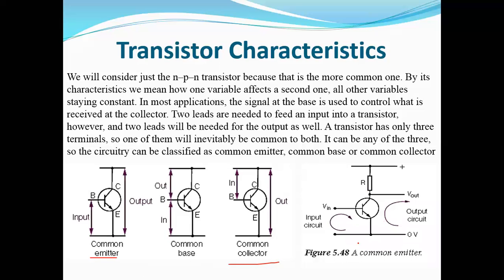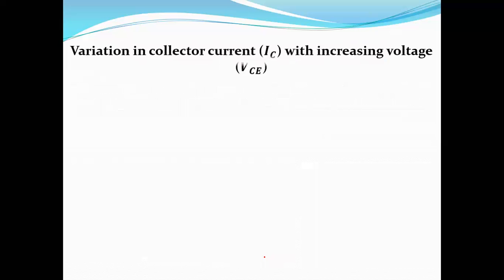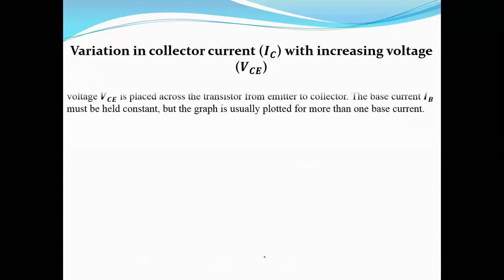So when we put a common emitter, for example, in a circuit, it is going to be like this. In the circuit, there is going to be a resistance over here. This is going to be the input part, as you see, input here, input over here, and here is going to be the output part. Again, we are going to need 0.6 volt in order to start talking about the current flow. So variation in collector current with increasing voltage.